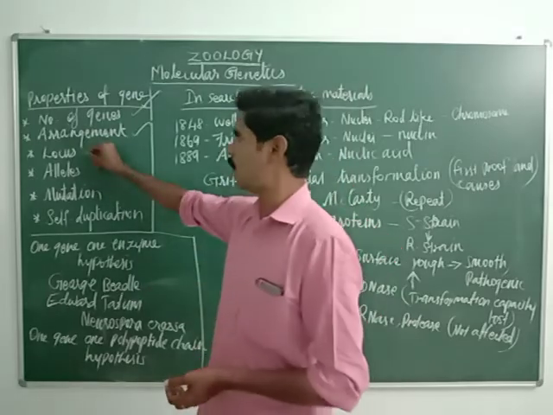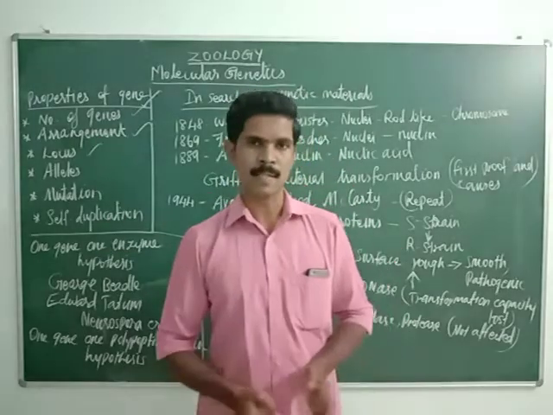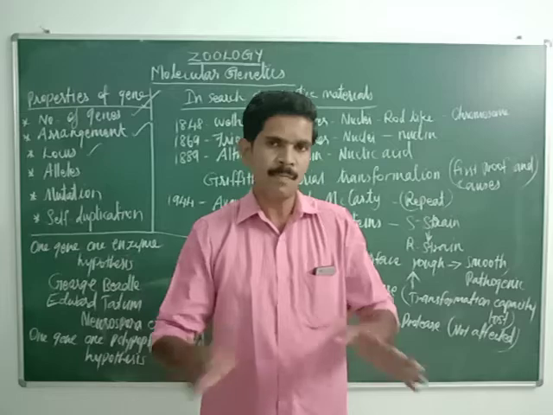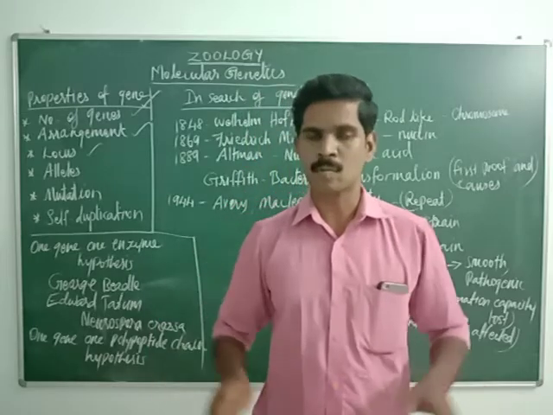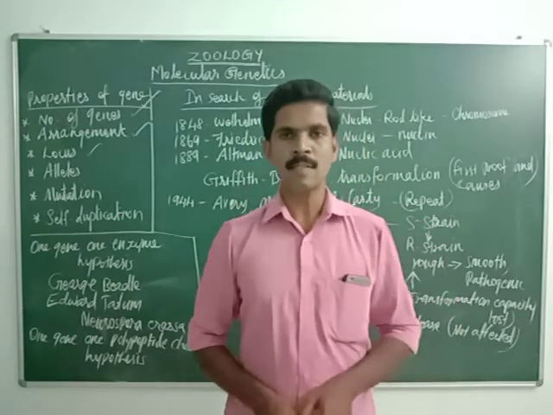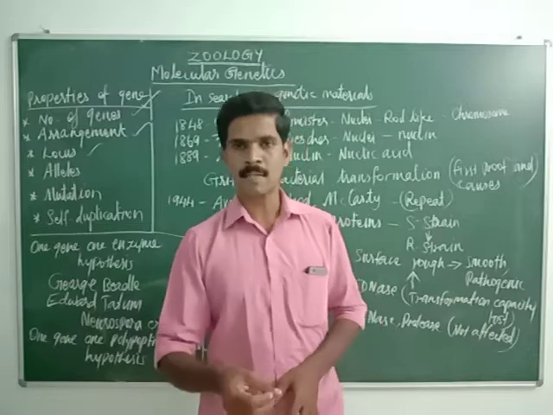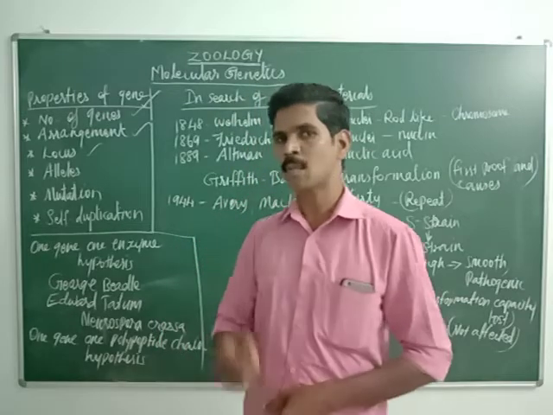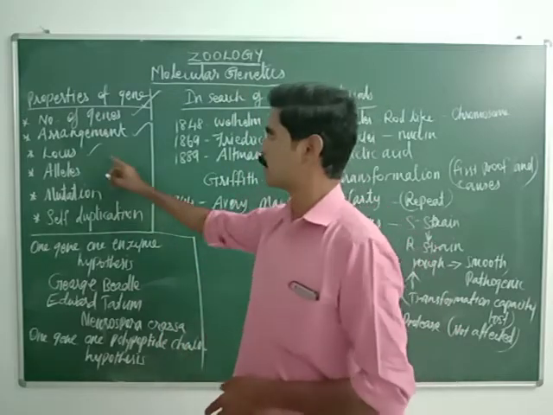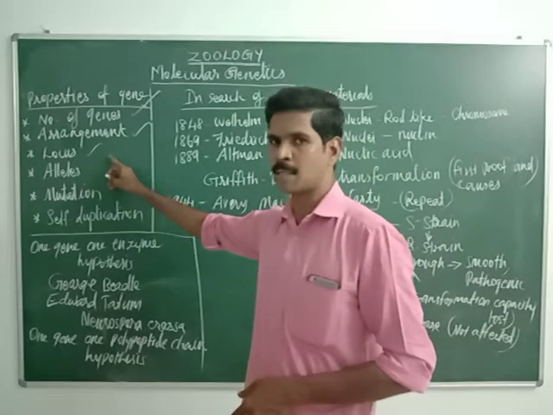Then the third one is locus. Locus here means location. Already I told you, each and every gene is present only inside the chromosome. So every gene occupies a particular location or position in a chromosome. This is one of the important properties of a gene. So this is the third property.